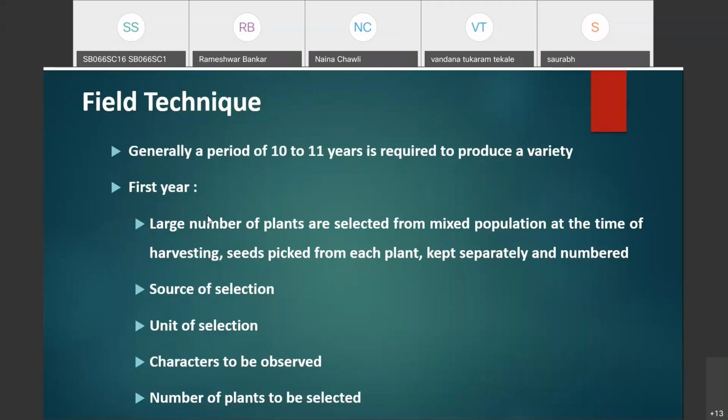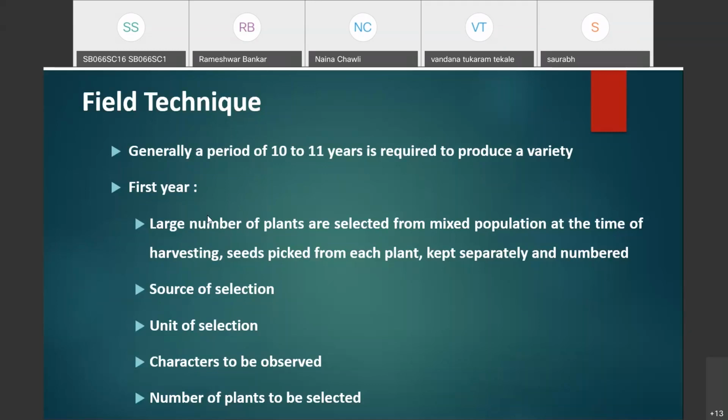Pure line selection is the method used to improve self pollinated crops, and generally it takes about 10 to 11 years to produce a new variety. In the first year, a large number of plants are selected. These are the activities carried out in the first year. A large number of plants are selected from the mixed population at the time of harvesting. The seeds are picked from each plant, kept separately and numbered.